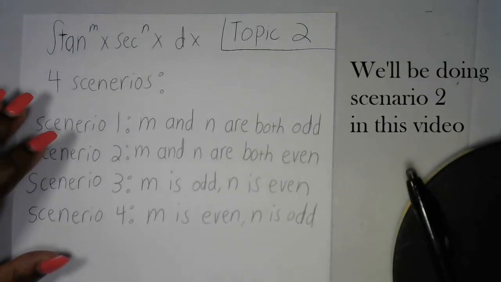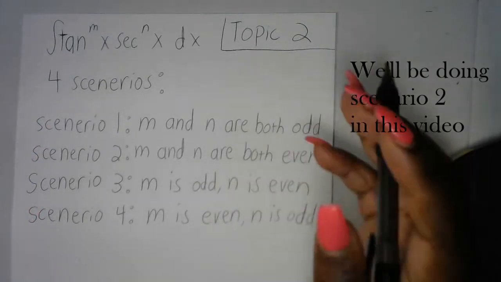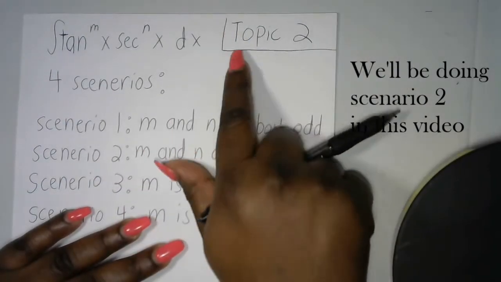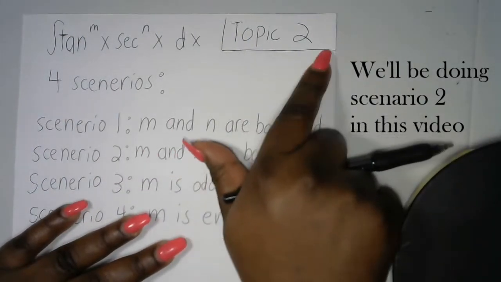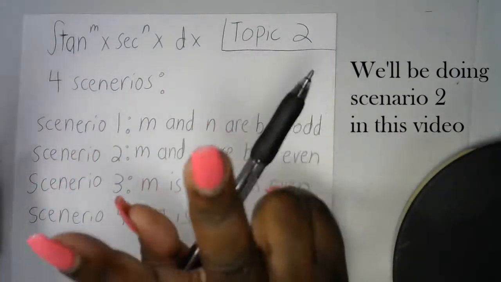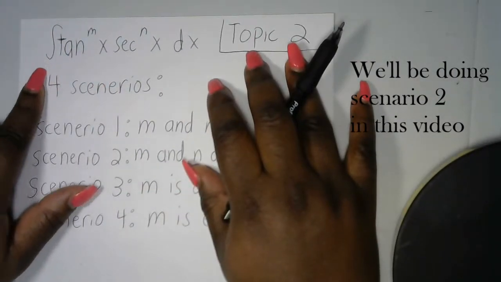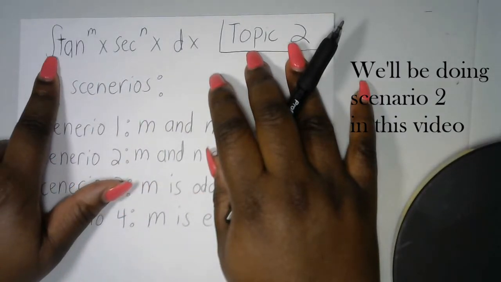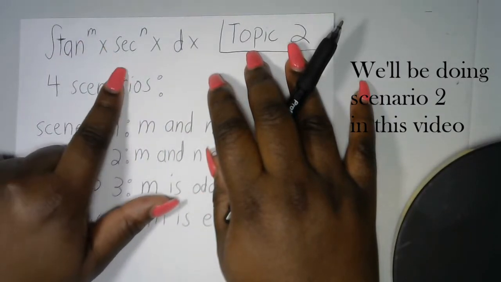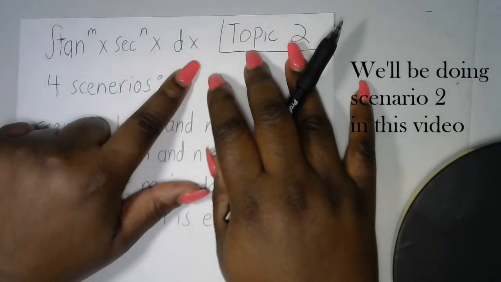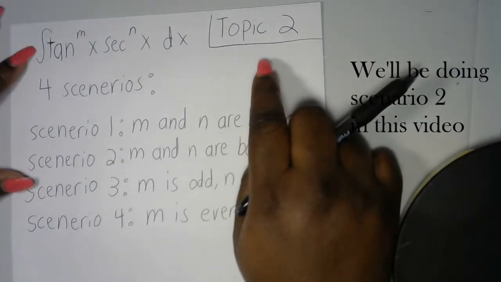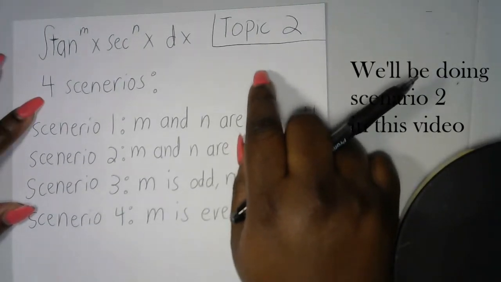Alright, so like I said in the previous clip, in this video we're going to be working on topic 2. Topic 2 in this unit is scenarios that look like this: integrals of tan x to the m power times secant x to the n power dx. When it comes to integrals that look like this, there are 4 possible scenarios.